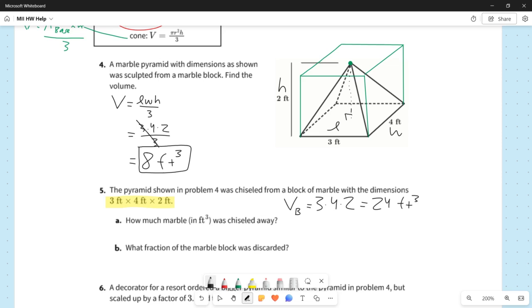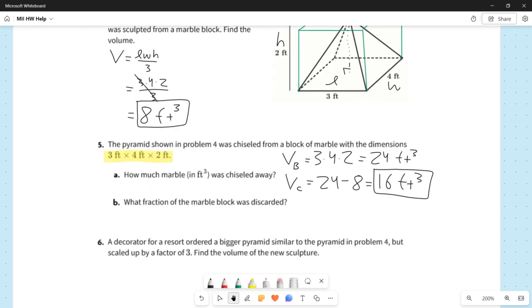If I want the volume that was chiseled away, I can take the original block, which we just found to be 24 cubic feet, and subtract the pyramid, which was 8 cubic feet. The difference is the amount that's no longer there, that got chiseled away. So 24 minus 8 is 16 cubic feet. And that represents the volume of the block that's no longer there.